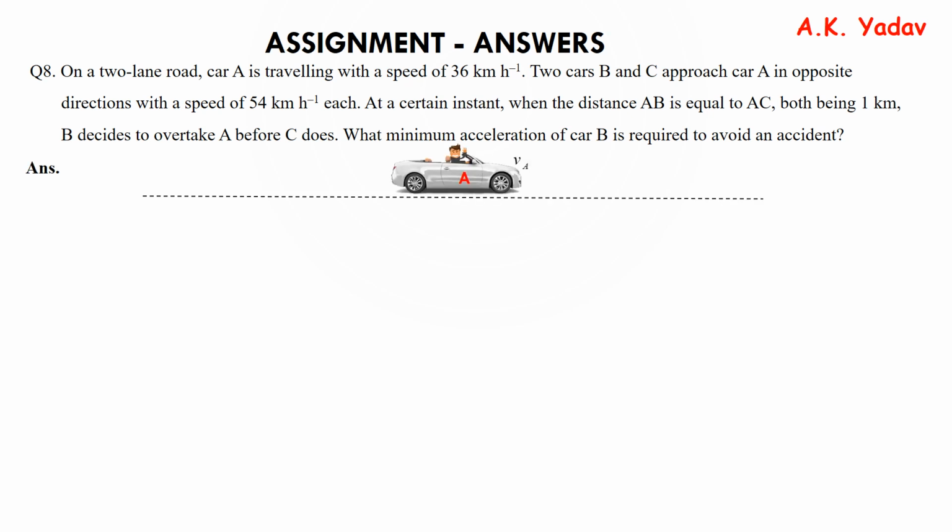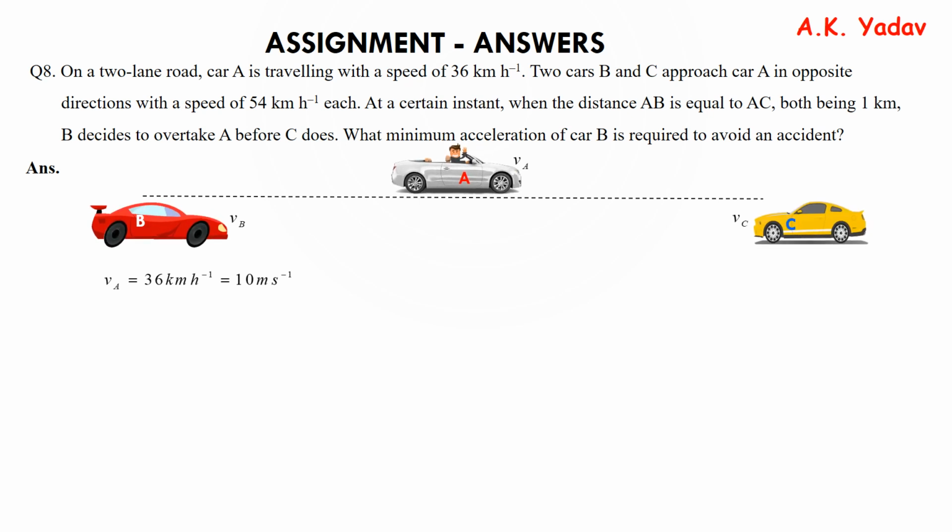So this is the two-lane road. This is car A moving with a velocity VA, which is 10 meter per second. This is car B moving with a velocity VB, and car C moving in an opposite direction with respect to B with a velocity VC. VB and VC are 15 meter per second.